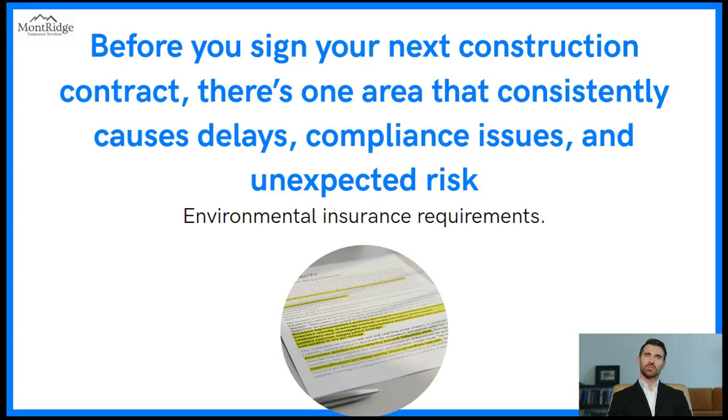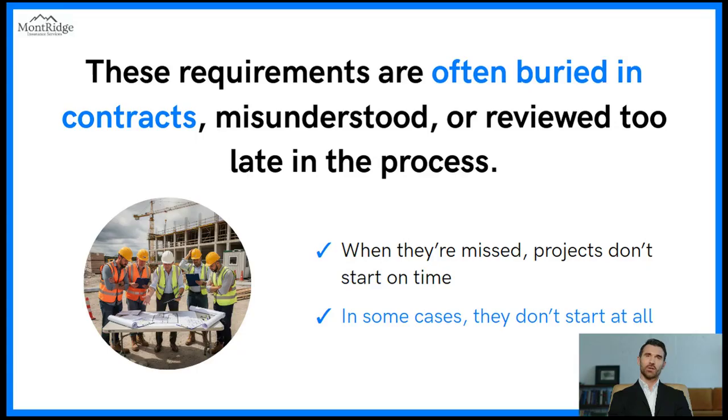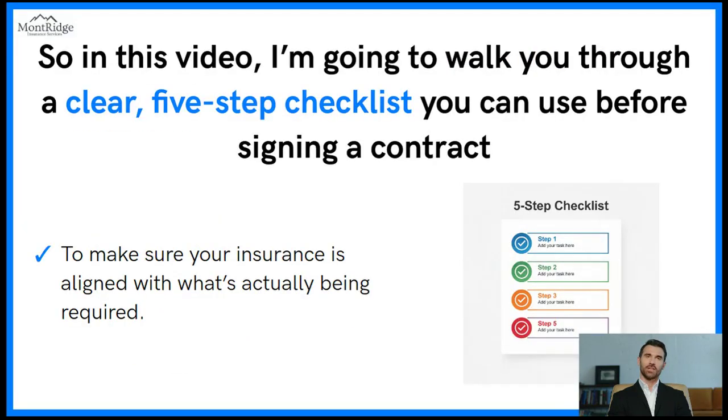Before you sign your next construction contract, there's one area that consistently causes delays, compliance issues, and unexpected risk: environmental insurance requirements. These requirements are often buried in contracts, misunderstood, or reviewed too late in the process. When they're missed, projects don't start on time. In some cases, they don't start at all. So in this video, I'm going to walk you through a clear 5-step checklist you can use before signing a contract to make sure your insurance is aligned with what's actually being required.